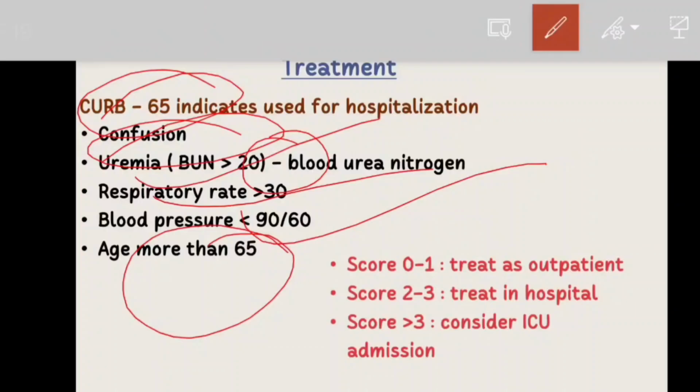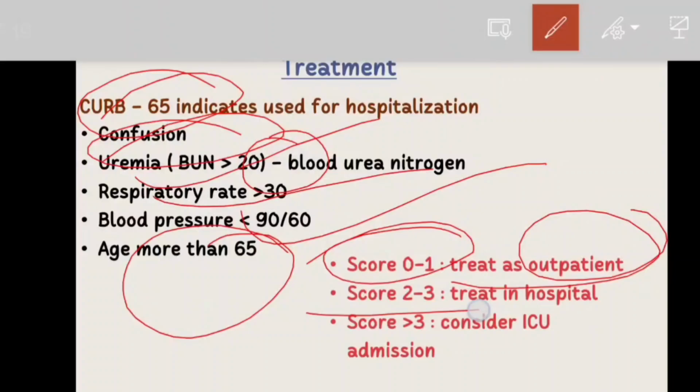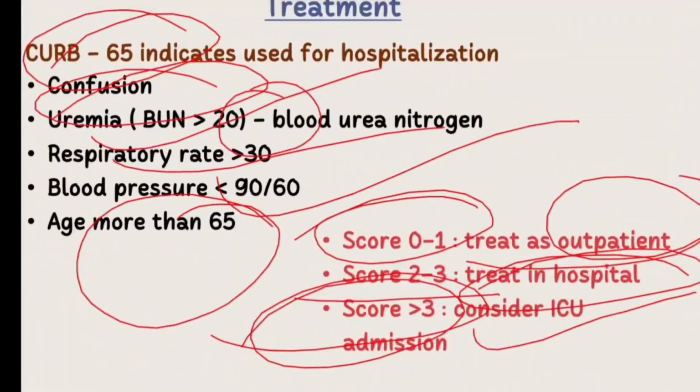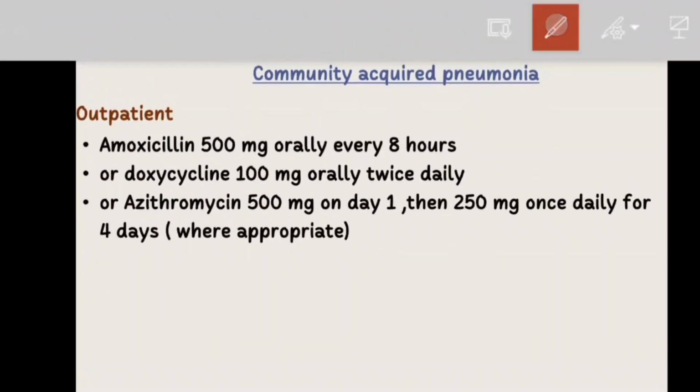Here, when the score is 0 to 1, treat as outpatient. When the score is 2 to 3, treat in hospital. When the score is more than 3, consider ICU admission. Okay, now imagine a patient with mild pneumonia. Here the CURB-65 score is 0 or 1. This patient can usually be treated at home.